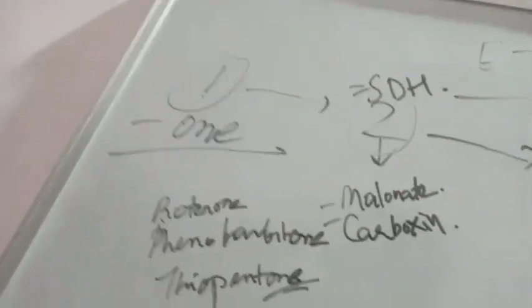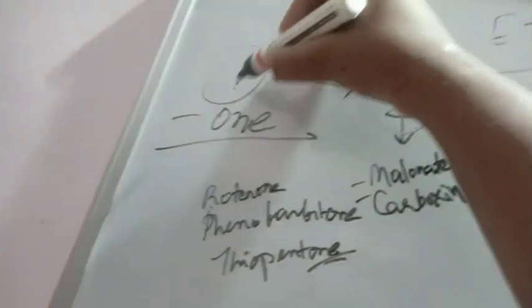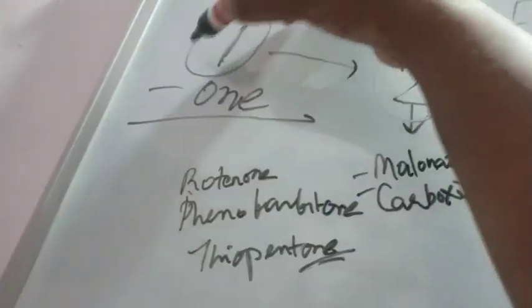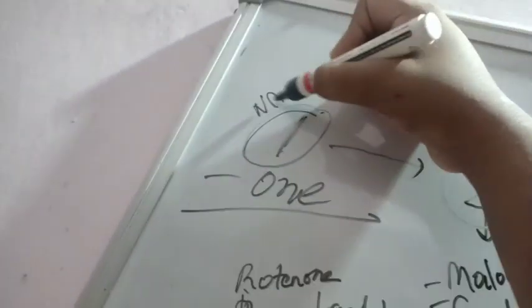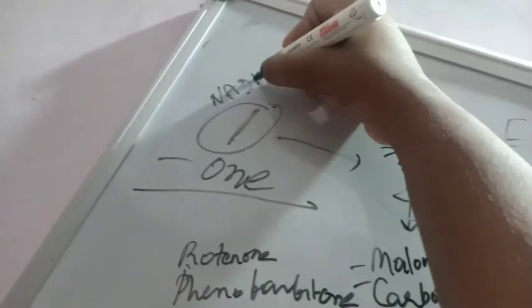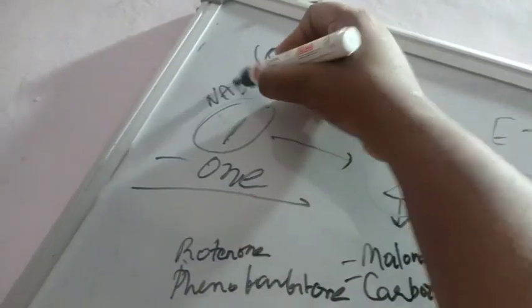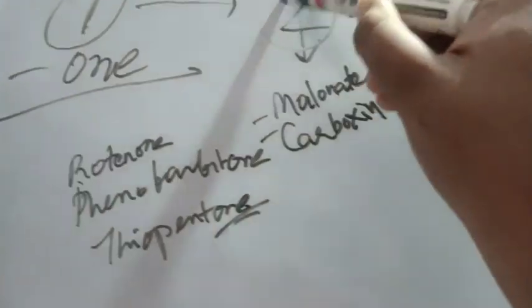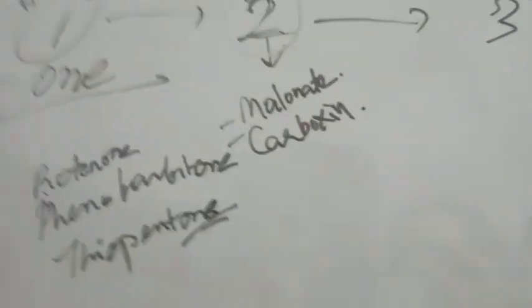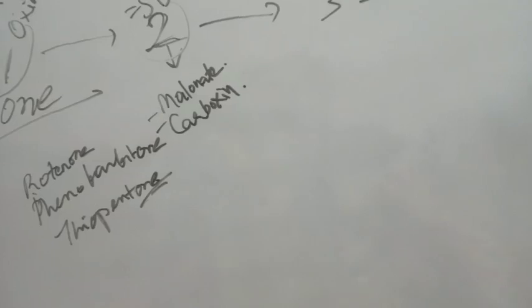Now some people will ask me, okay ma'am, I know this is not important, but still, can you tell me what is the name of complex 1? So complex 1 is NADH coenzyme Q oxidoreductase. NADH coenzyme Q oxidoreductase. Okay, no one will ask you that, but this can be a question because it's such a common sense thing to tell that complex 2 succinate dehydrogenase is inhibited by malonate and carboxin.